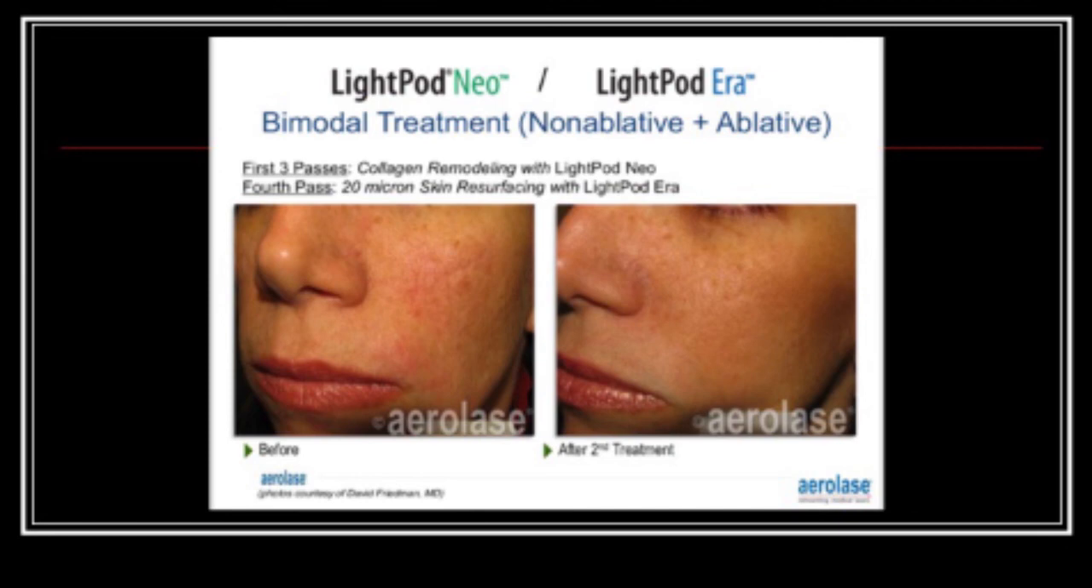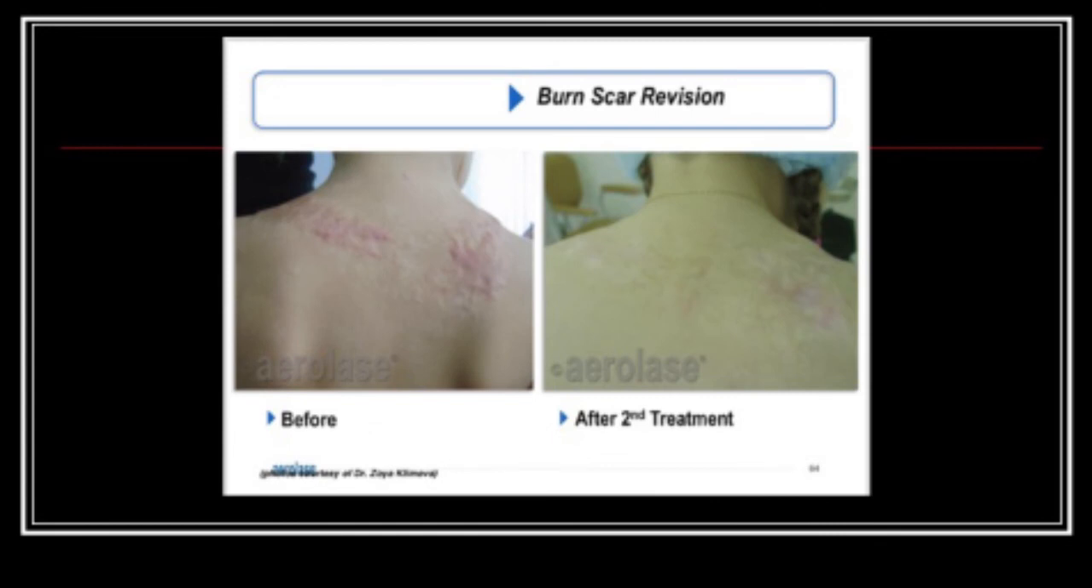So you do first three passes with the LightPath Neo for collagen remodeling, and the 4th pass was just 20 micron skin resurfacing with the Aerolase. And this is after second treatment. Dr. Friedman's patient. So burn scar treated with Era after 2 treatments.